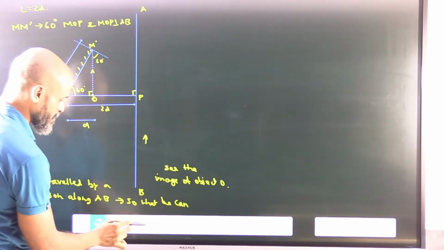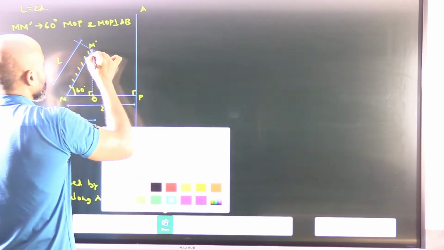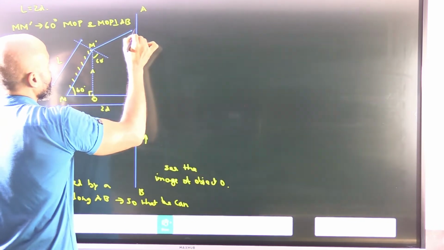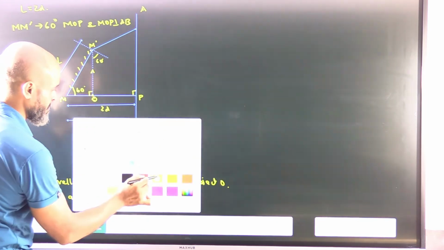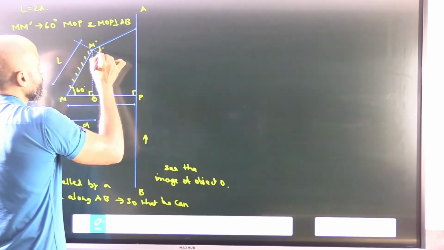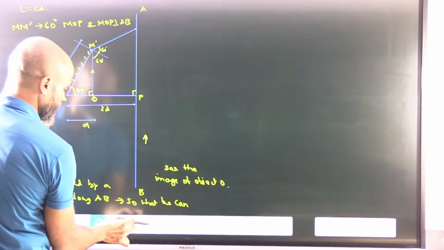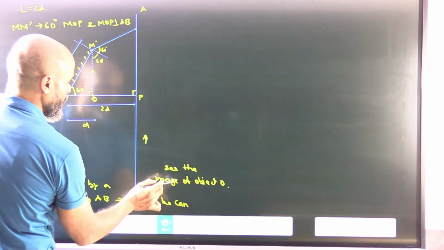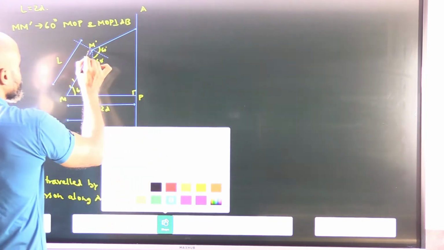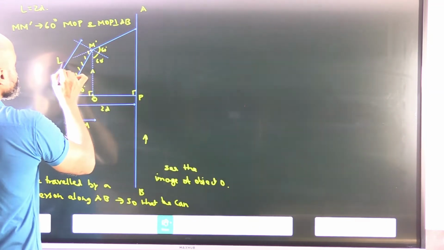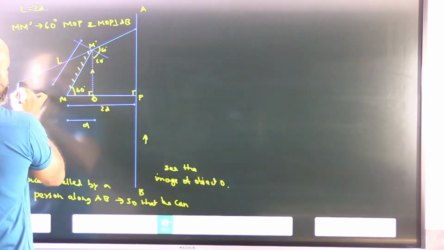Okay, so now there is a reflection happening here, and this angle will be 60 degrees. We will extend this beyond, because we will obviously get a virtual image of the object. It's a plane mirror. So if I extend this beyond, this is the reflected ray which is extended beyond.